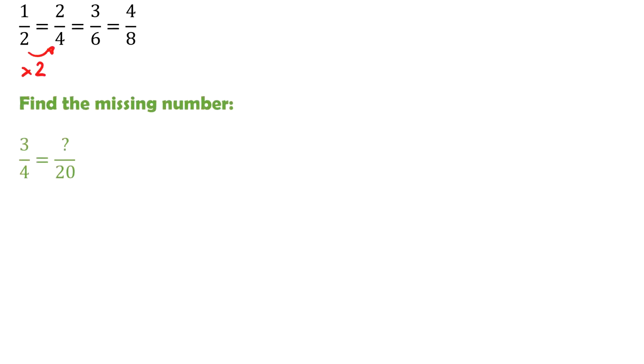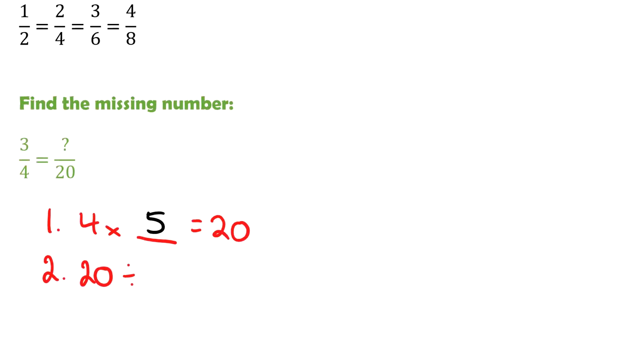Next, find the missing number. There are 2 ways to go about this. The first way is to have something like 4 times something equals 20, and we need to find that something. In this case, I know 4 times 5 equals 20, so that multiple is going to be 5. The second way would be to ask, what's 20 divided by 4? That gets me 5 as well. So you're seeing that the common number there is 5. 5 is our multiple that we need to use.